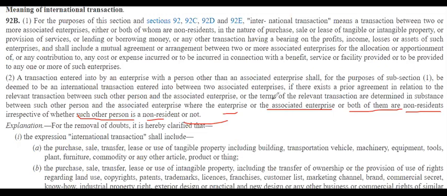So, the associated enterprise has to be non-resident, but such other person may be resident or non-resident, no matter whatever it is.